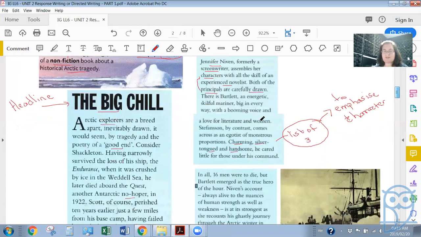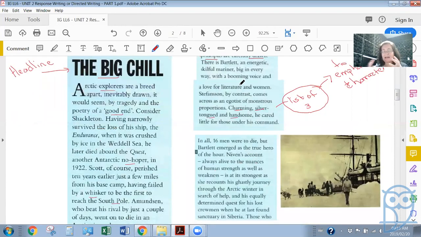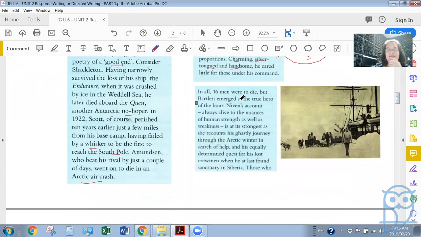So he cared little for those under his command. So now we get this insight into the different characters that this person has created in her book, okay, based on historical evidence. And then at the end of the article, it says, in all, 60 men were to die, but Bartlett emerged as the true hero of the hour. So we love stories about superheroes, and here's a human hero. This should make us want to read the book even more.